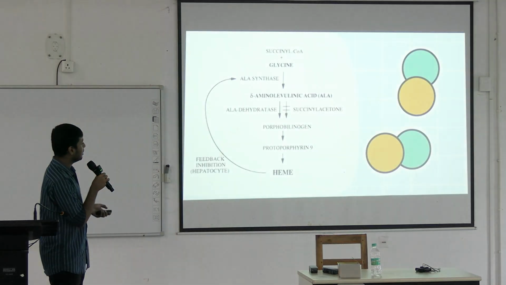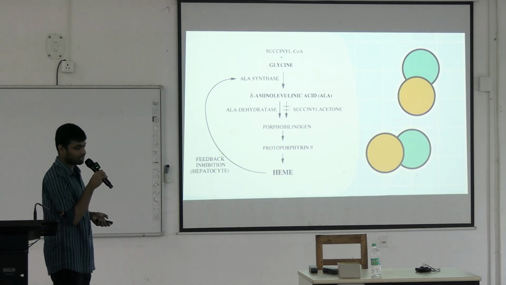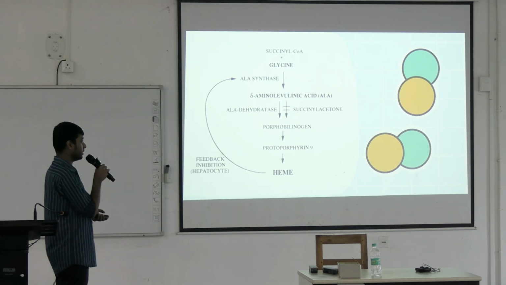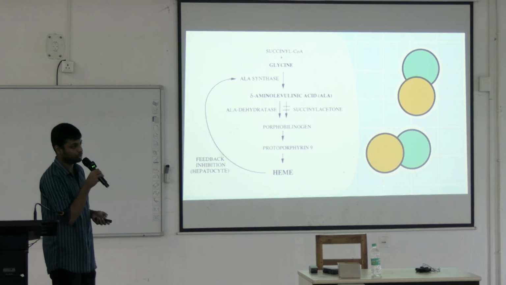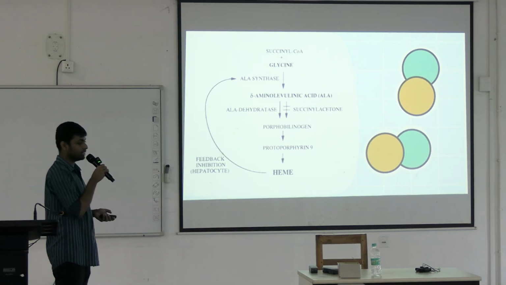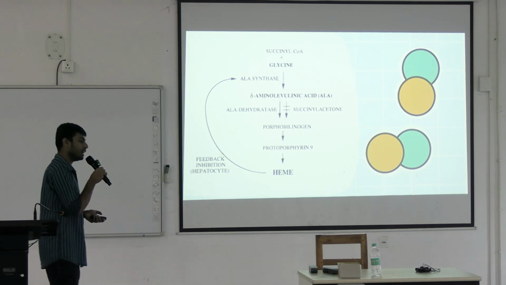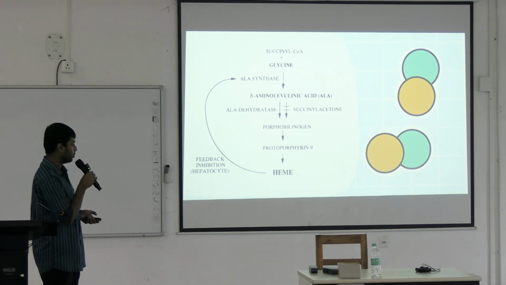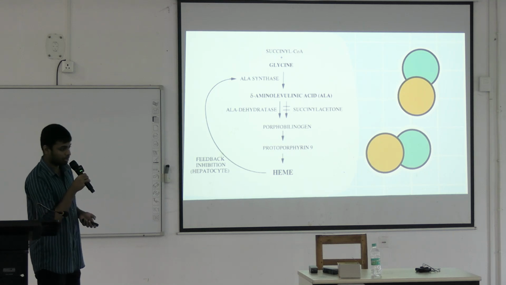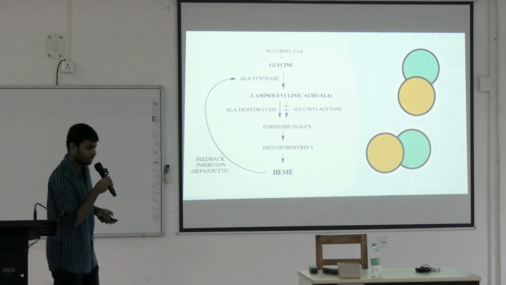Now if we look at the flowchart here, we can say the succinyl CoA and glycine, with the help of ALA synthase, becomes delta aminolevulinic acid. In short, we can say ALA. And with the help of aldehyde and succinyl acetone, it becomes porphobilinogen, and which later becomes protoporphyrin IX and ultimately becomes heme, which inhibits the action of ALA synthase. So that's all. Thanks for listening.